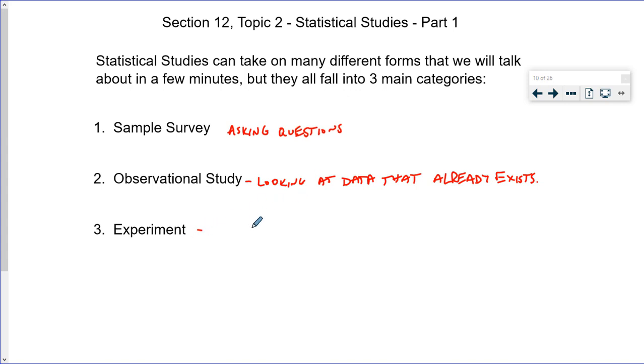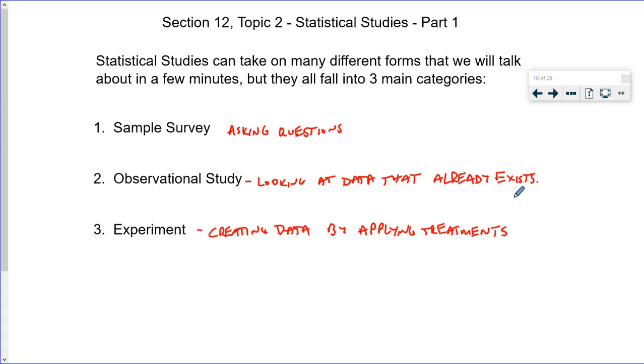None of that data existed when he started. He was using different materials. He was experimenting with different things. That's what an experiment is. But the big thing here is that we are creating data, all right, it's called applying treatments. I know that sounds medical, but it is not. It can be, but it is not.